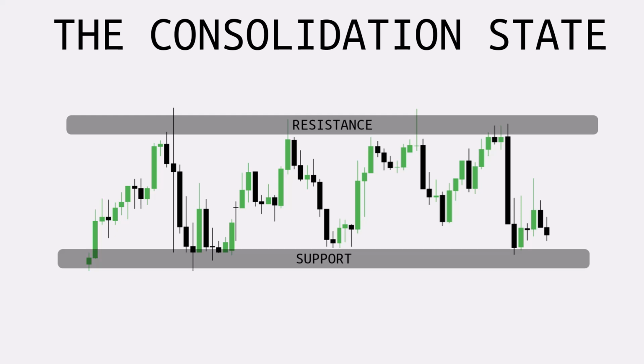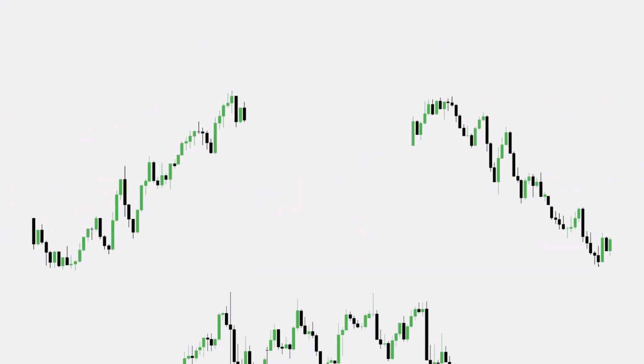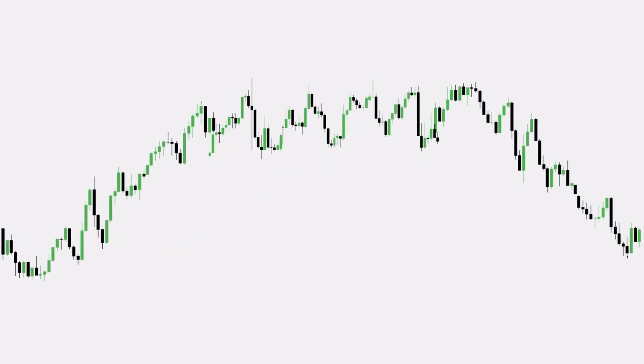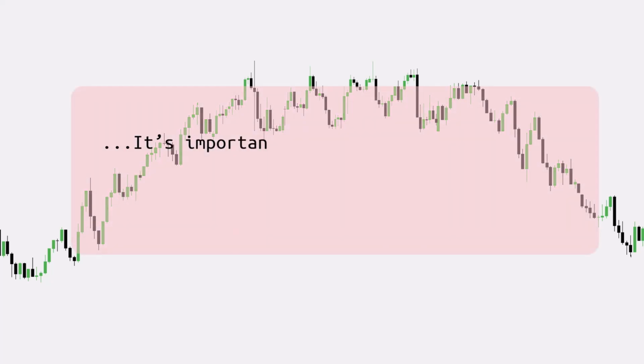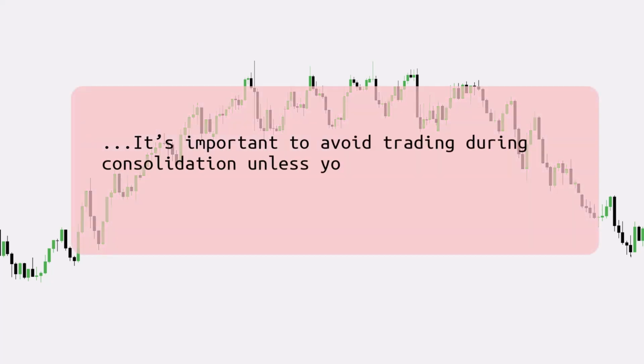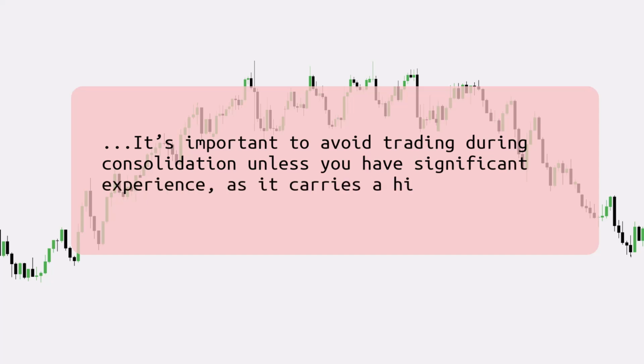The market constantly circles between these states: uptrends, downtrends, and consolidations. Typically, price consolidates between uptrends and downtrends and vice versa. These consolidation phases are often driven by large institutional players who use them to accumulate liquidity and build positions, setting the stage for the next big move. It's important to avoid trading during consolidation unless you have significant experience, as it carries a higher level of risk.